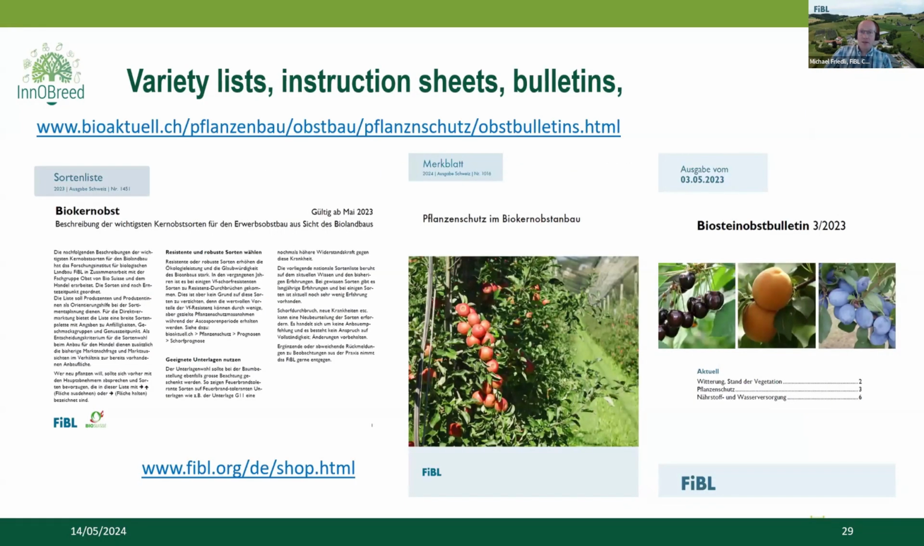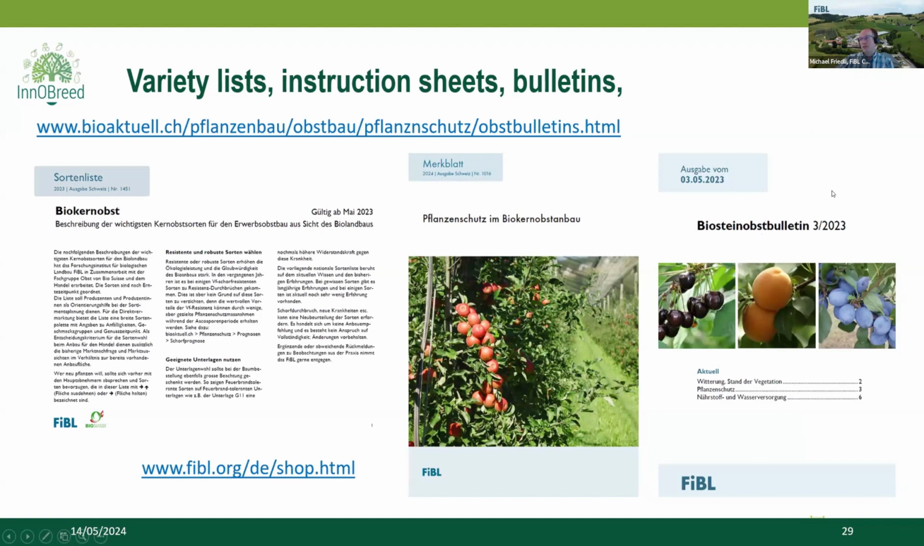I said at the beginning, we not only do research, but we also do advisory service, and we have a lot of different materials. We have different variety lists, mainly in German and in French. And we also have some nice instruction sheets, also in German and French. For example, for plant protection in organic apple production, there are also some nice instruction sheets for organic stone fruit production.